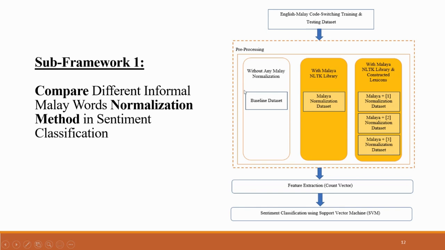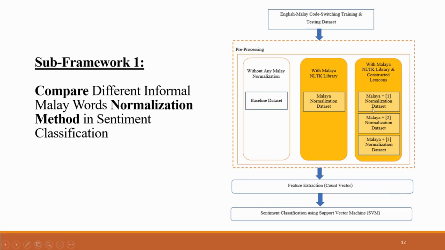And the first one is the baseline dataset, which is the dataset pre-processed without any informal Malay normalization. And the second one is the Malaya normalization dataset, which is the dataset pre-processed with the Malaya library. And the third, fourth, and fifth datasets are datasets pre-processed using both the Malaya library and also the constructed combined lexicons to normalize the abbreviations and also the slang words.